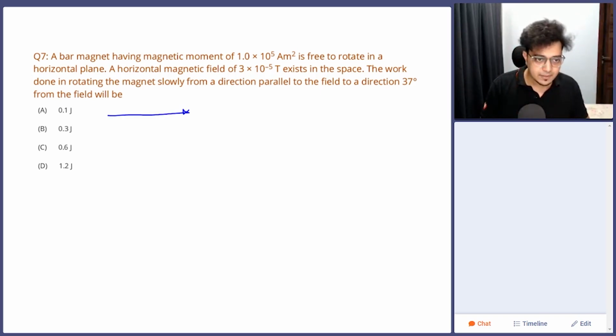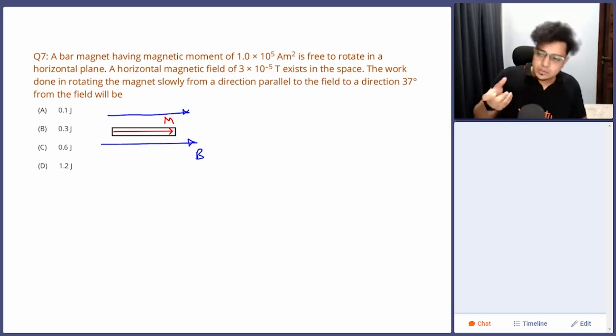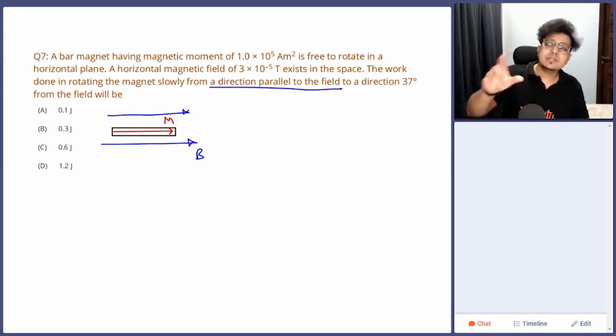This is a uniform magnetic field that exists, and there is a bar magnet which is placed initially along the field like this. That means the dipole moment will be directed in this way, parallel to the magnetic field. So dipole moment, I will use symbol M, and for magnetic field I will use symbol B. Now we have to find out how much work we have to do to slowly move this from its current alignment, right? It is in direction parallel to the field to direction 37 degree.